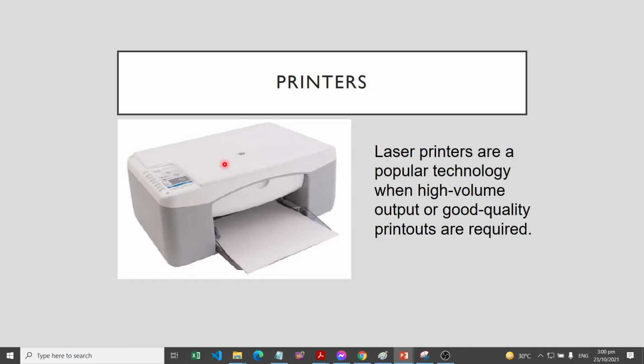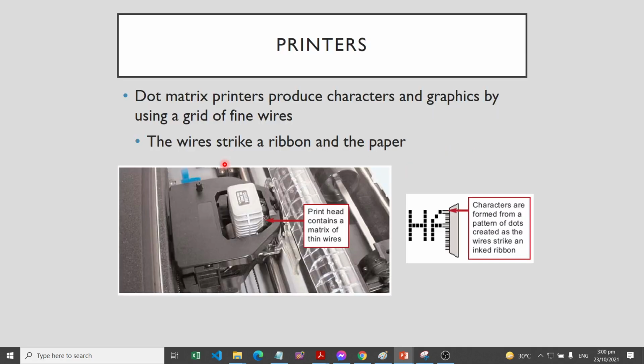Now, when the PC first appeared in the late 1970s, dot matrix printers were the technology of choice, and they are still available today. A dot matrix printer produces characters and graphics by using a grid of fine wires. As the printhead noisily clatters across the paper, the wires strike a ribbon and paper in a pattern prescribed by your PC.